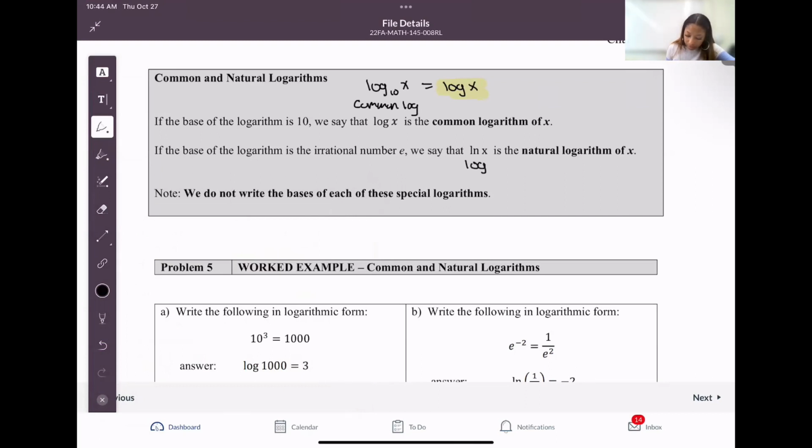So for log base e of x, we never, ever write it this way. The proper notation is ln x. So when we see ln, we should know that we're dealing with a base of e. And when we see log, no base written, we should know that we're dealing with a base of 10.